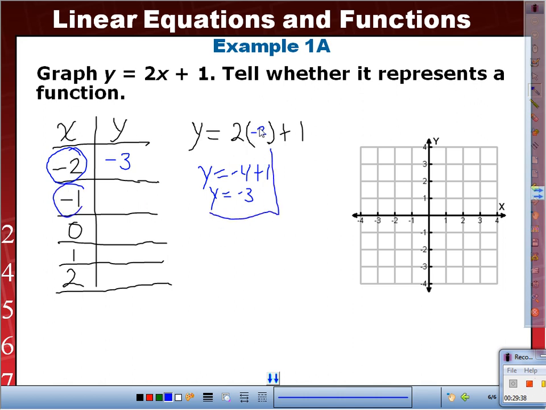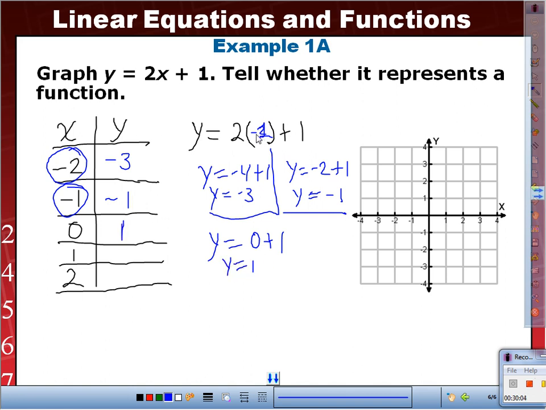Next value, -1. So if I substitute -1 in here, we get what? Y equals -2 plus 1. Is that correct? Yeah, -2 plus 1. What is -2 plus 1? Negative 1. That goes right there. What's the next value that I'm going to substitute in here? 0. So y equals, what is 2 times 0? 0 plus 1. What is 0 plus 1? 1. That goes right there.